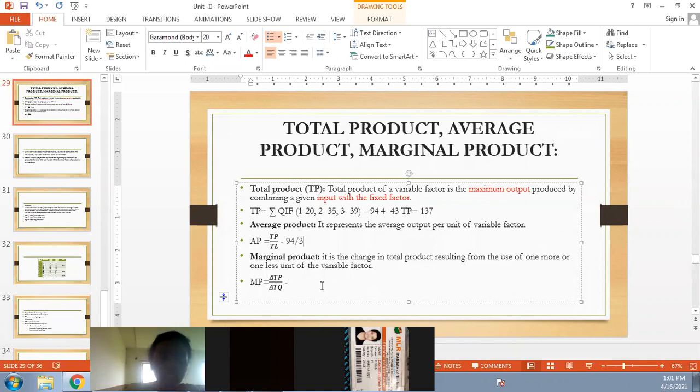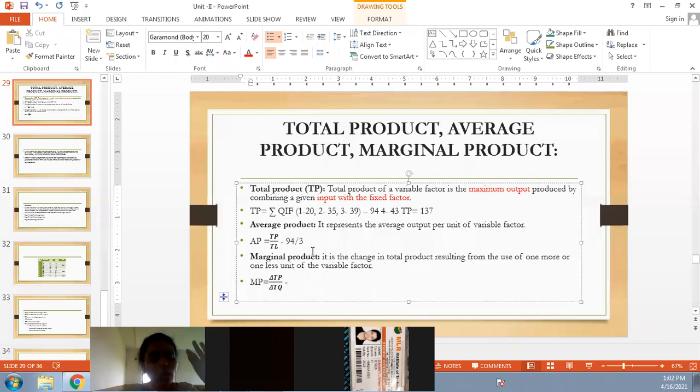Now, how do we calculate this marginal product, meaning the difference in total product? Now it is 137. Previously, how much was it? 94. That is 137 minus 94 divided by ΔQ. What is ΔQ? The change in quantity of input factors employed. Now it is 4, previously it was only 3. That is 4 minus 1, so that will become 43. So that we call the marginal product.